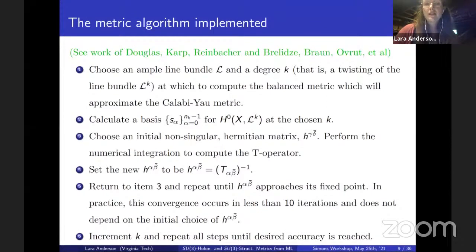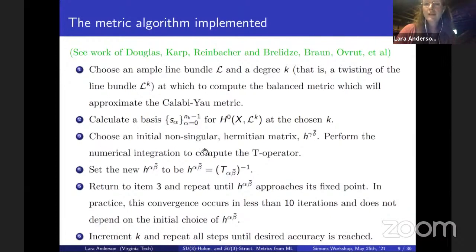Very roughly, the mod of the Ricci scalar is going to fall off like 1 over k. I'll talk more about that in a second. But as you increase k, this will become smaller and smaller. To actually teach a computer to do this, you have to calculate a basis of global sections at each value k for the line bundle, the ample line bundle of your choosing.